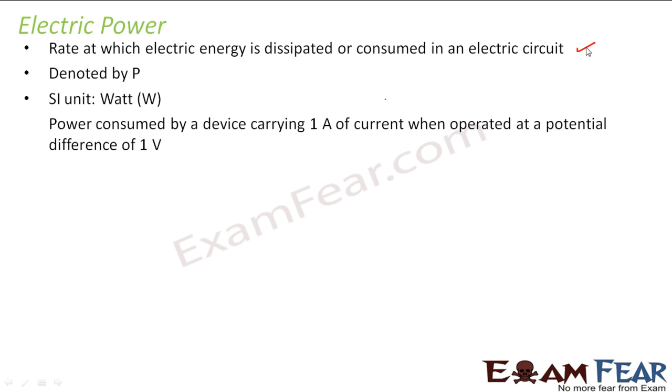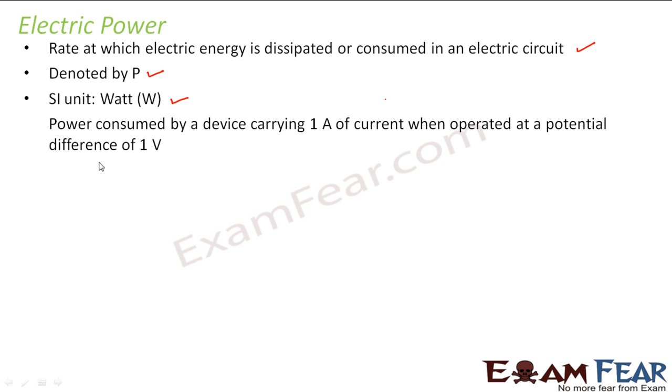Normally we have talked about power in one of our previous lessons, where we say that the rate of doing work is defined as power. In this case also, since we are talking about electric circuits, the rate at which the electric energy is dissipated, that means the rate at which work is done in bringing the charged particle from one point to another, is defined as electric power. It is denoted by a capital P. The SI unit is similar to power, that is watt.